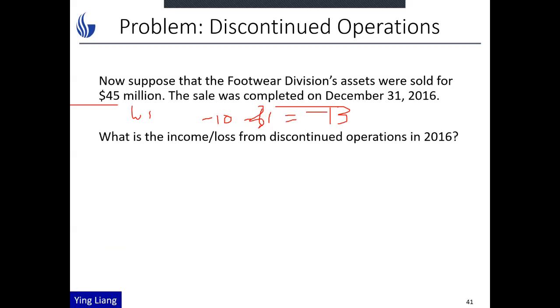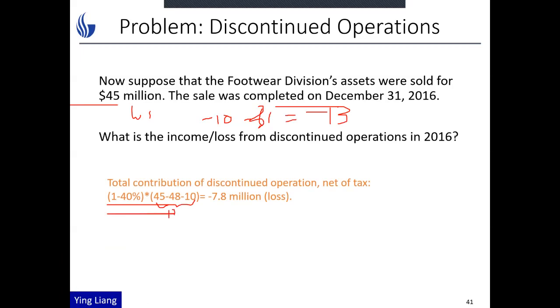And next we're gonna consider the tax. There's gonna be a tax benefit, income tax benefit, since this is a loss. So net of the benefit, what is the remaining? Here's the calculation. We calculate first this part as a negative 13. Here is negative 13. And then we have the remaining, which we need to pay, which is a loss. 40% is the tax rate, and remaining is 60%. So the net of the tax is negative 7.8.